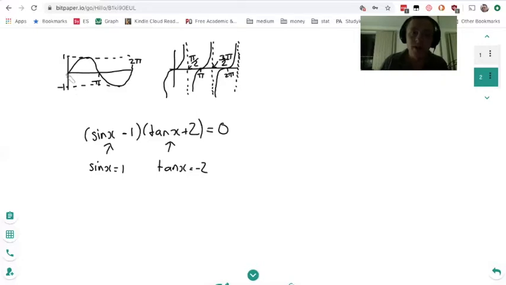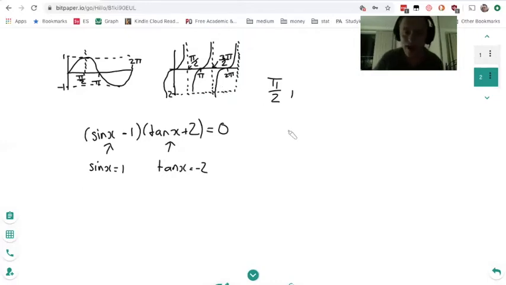Between 0 and 2 pi, there's only one spot right here that sine x is indeed 1, and that looks like it is pi on 2. That looks like 90 degrees, pi on 2. Pi on 2 appears to be one solution. Tan equals negative 2. Negative 2 might be down here, between 2 pi and pi. It looks like I have one solution here and one solution here.